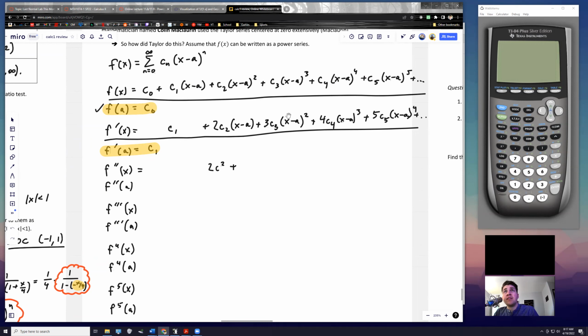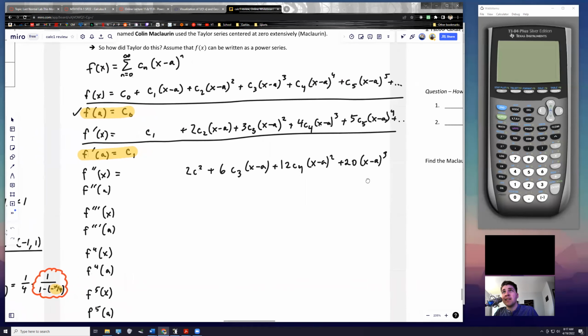The derivative of this term, I'll drop the 2. So it would leave me with 3 times 2, which is 6, c3, and then times (x minus a), because I'm going to drop the power and subtract 1. Here, I'm going to drop the power and subtract 1. So its derivative would give me 12c4 (x minus a) squared. And then moving into this term here, I drop the 4. 4 times 5 is 20, (x minus a) cubed. And actually, let's use one more term just in case we need it.